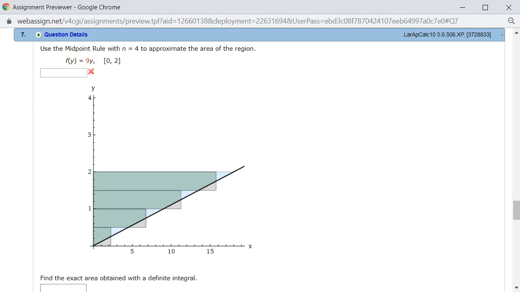All right, let's look at homework 5.6, problem number 7. We want to find M4 for this function, f of y equals 9y, on the interval from 0 to 2. All right, so let's do that.